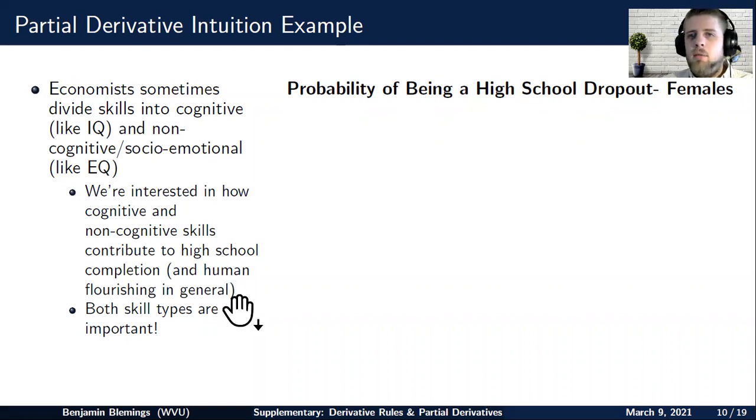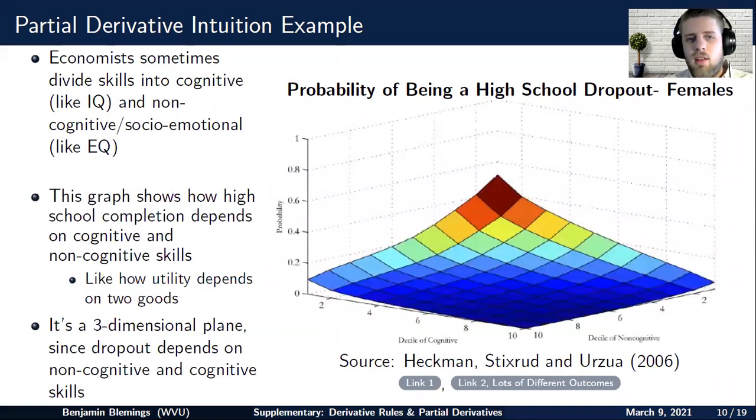And so I'm going to show you this, which might intimidate you, but it will also give you some idea of what's happening. So this graph is going to show you how high school completion depends on both cognitive and non-cognitive skills.